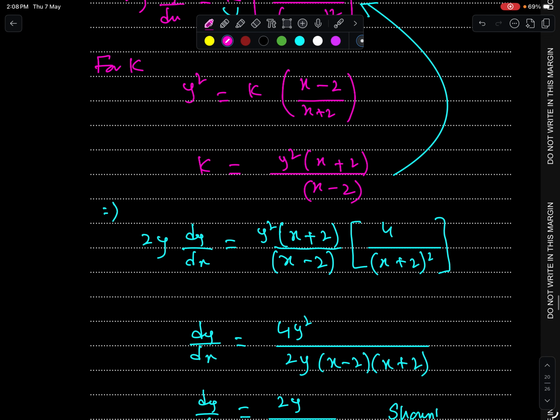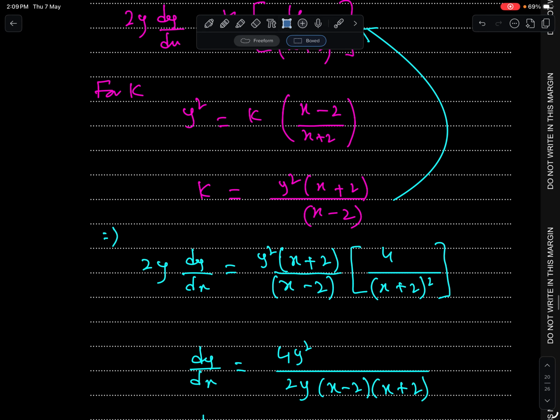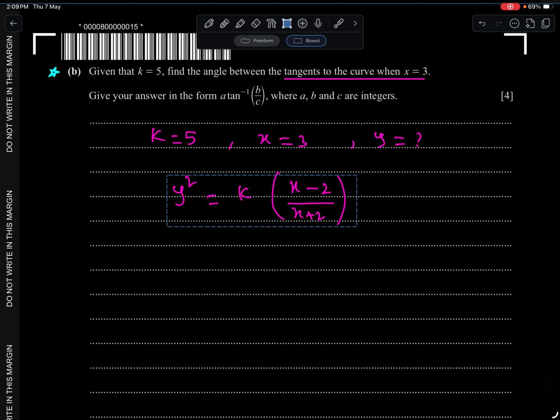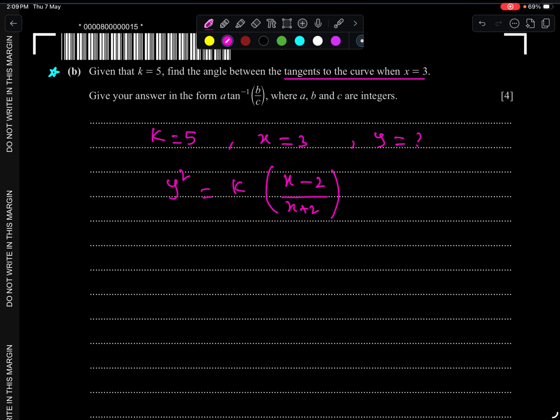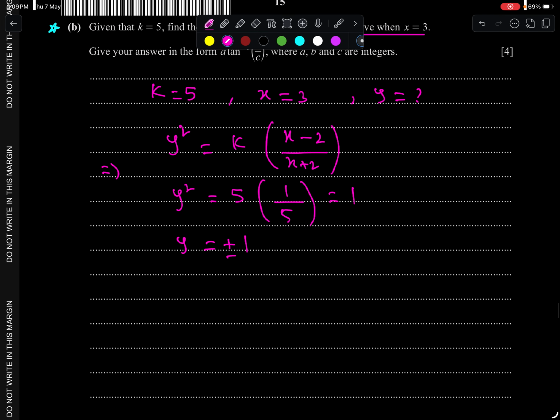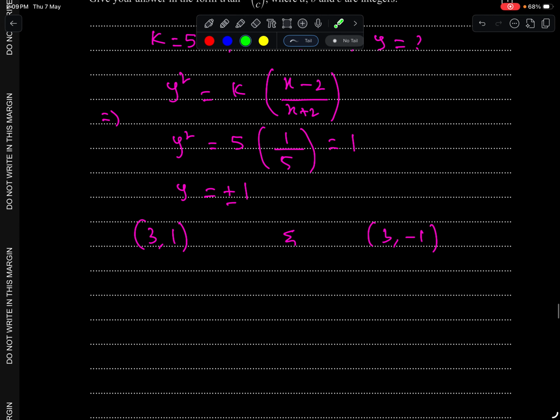So first copy the given equation. This is the given equation. We are working for y. Therefore, y square is 5 times 3 minus 2 over 3 plus 2, which is 1. This is 5. So y square is 1. So y is plus minus 1. Make sure you must write plus minus 1. So we have 2 points, (3, 1) and (3, minus 1). That is why we have 2 tangents at x is 3.